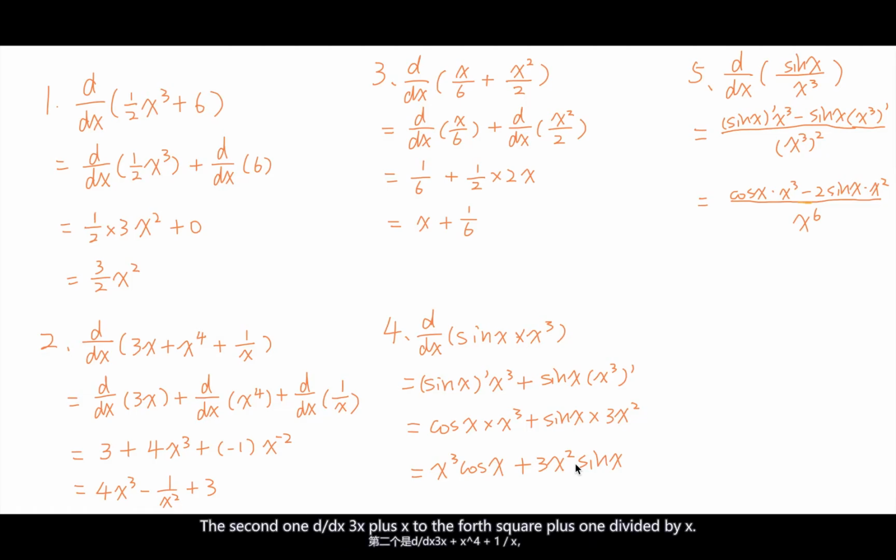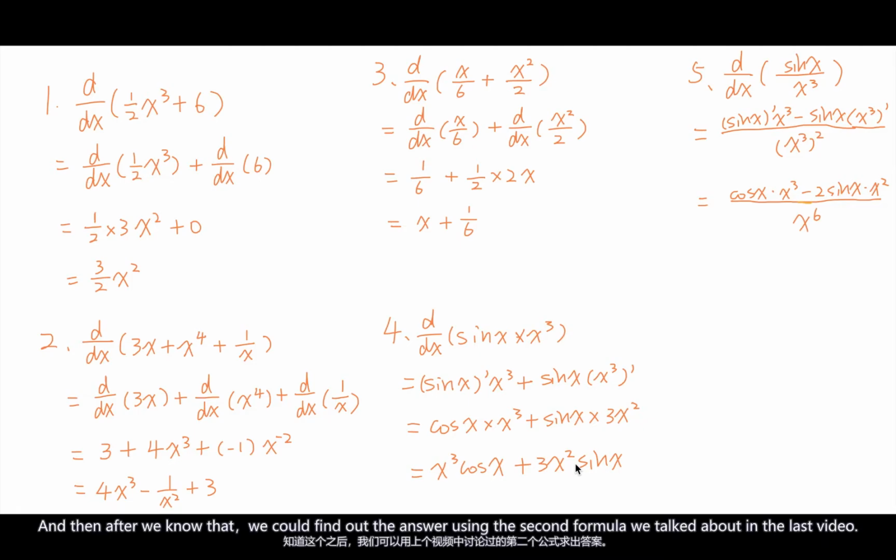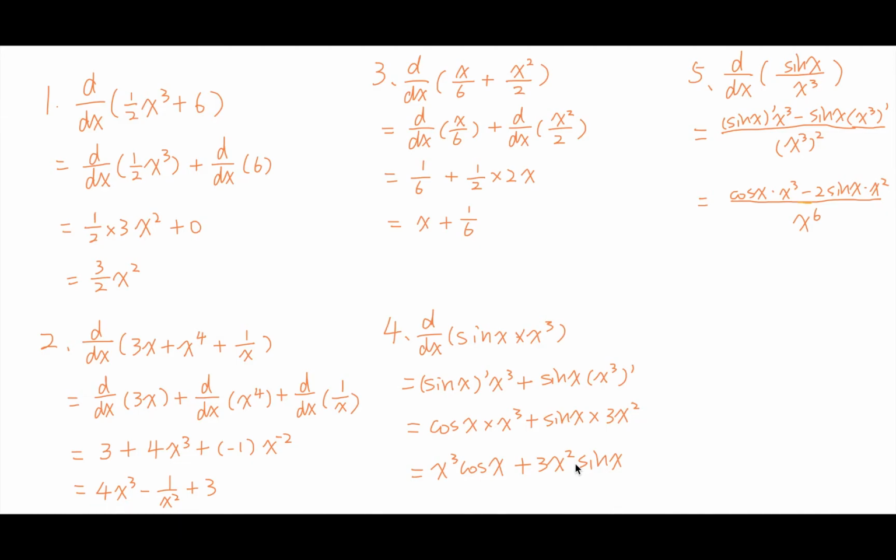The second one is d/dx of 3x plus x to the fourth plus 1 divided by x. First, we separate it into 3 parts, and then we calculate the derivative of each part. The first 2 parts are easy, but the third part is 1 divided by x, which equals x to the negative 1. After we know that, we could find the answer using the second formula we talked about in the last video. The answer is negative 1 times x to the negative 2.